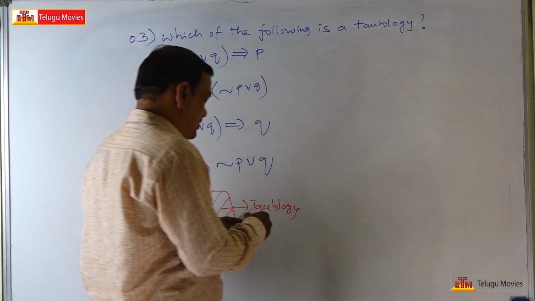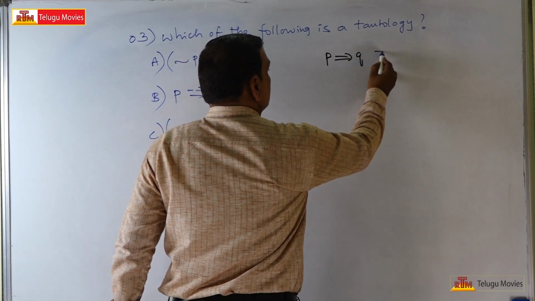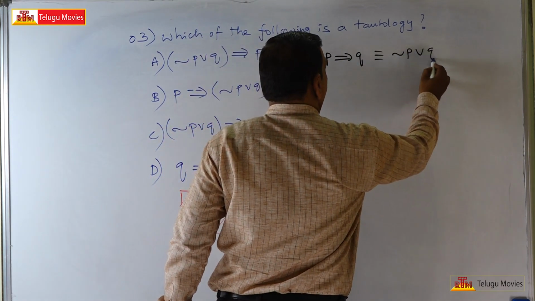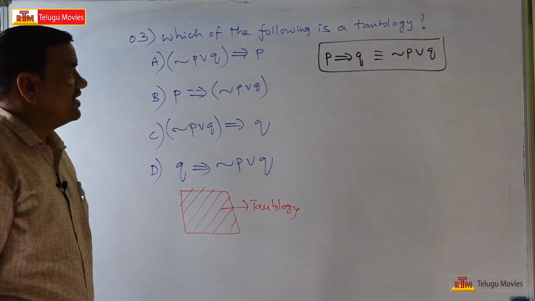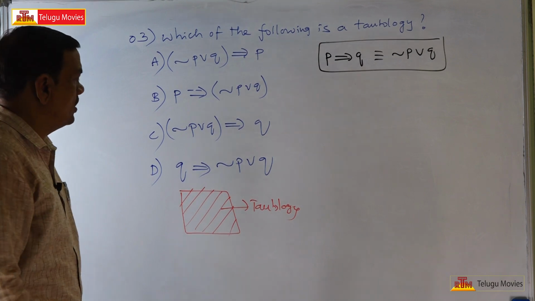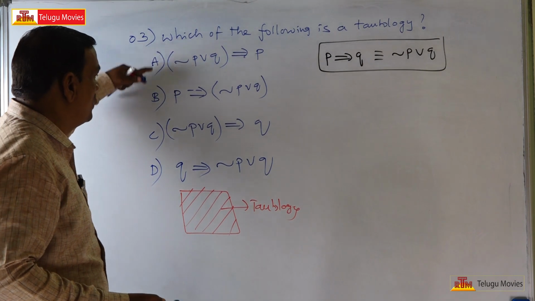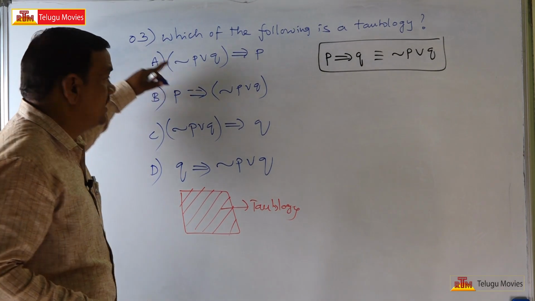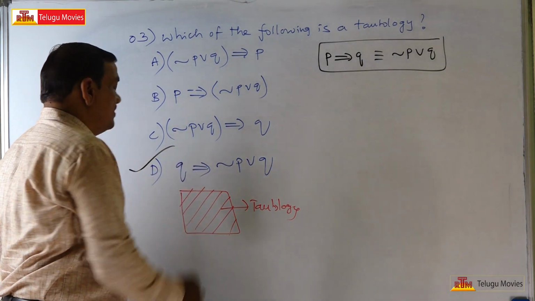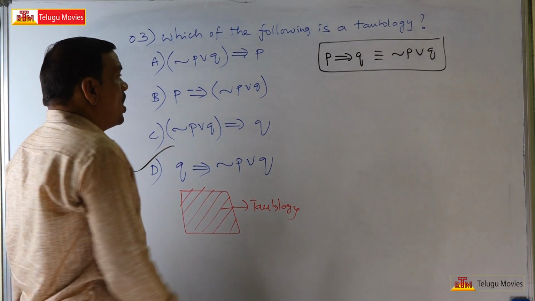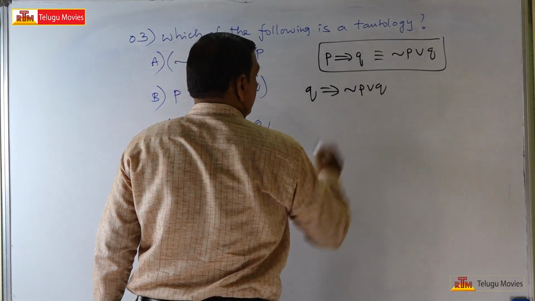We have a beautiful result for conditional statements: P implies Q is logically equivalent to negation P or Q. P implies Q is logically equivalent to negation P or Q. Now I will take one option, you can guess which. I already drew the Venn diagrams for all of these, but for your convenience, let us take option D.